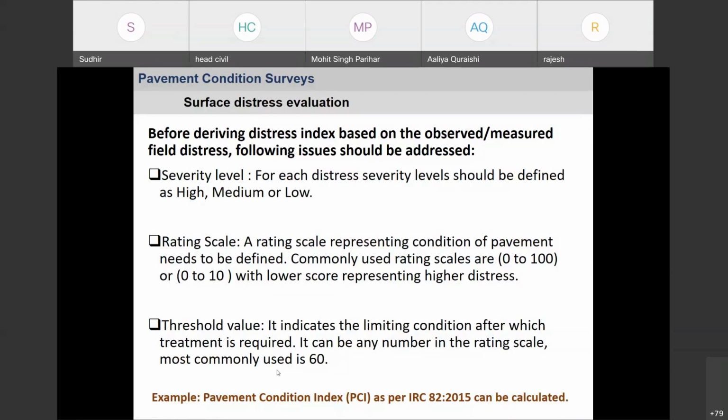So to understand the pavement condition index that we follow in India, you can look at IRC 82 2015 on how to calculate the pavement condition index using distresses that are measured from the field.